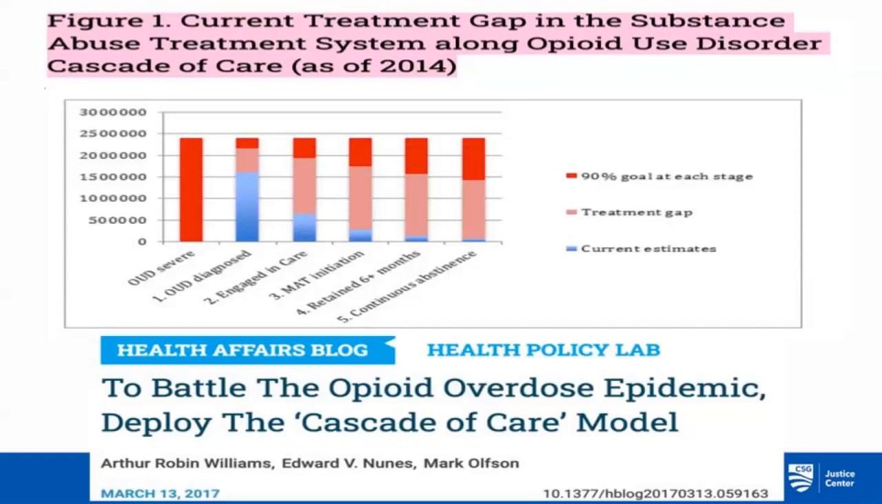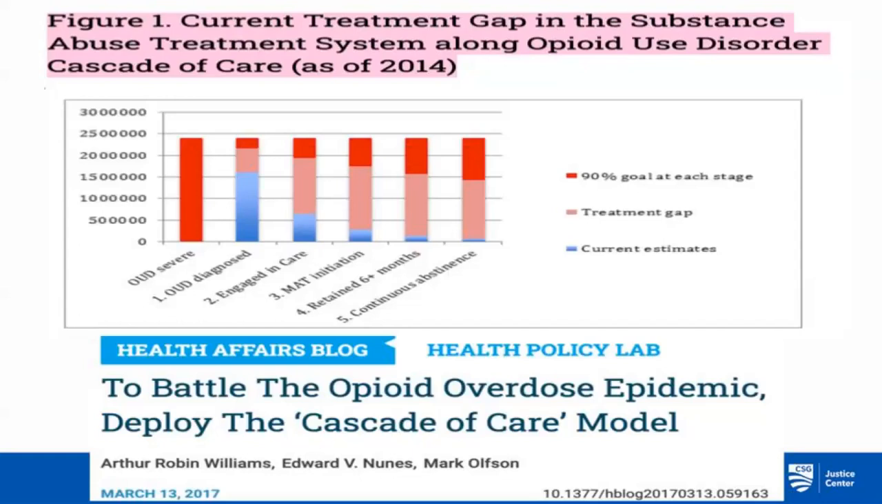So in this particular graph, they've identified in the dark red area a 90% goal at each stage, what that would look like. And then in the lighter red area, or kind of pinkish area, they identify the gap in services, the number of people who need care who can't get care. So that's called the treatment gap. And then they identify what the current estimates are of how people actually walk through the system, in terms of who actually gets access to care.